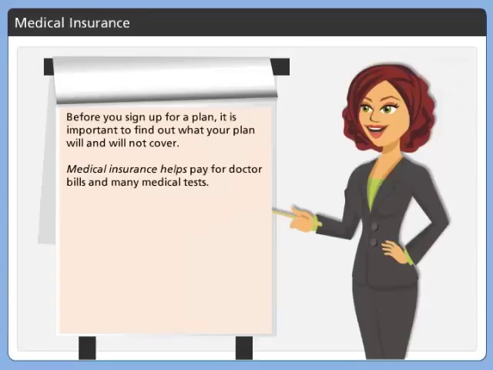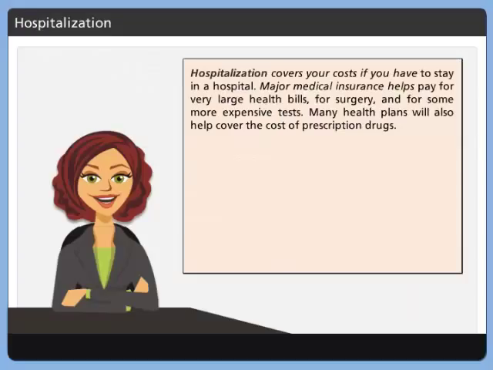Before you sign up for a plan, it is important to find out what your plan will and will not cover. Medical insurance helps pay for your doctor bills and many medical tests. Hospitalization. Hospitalization covers your costs if you have to stay in a hospital. Major medical insurance helps pay for your very large health bills, for surgery, and for expensive tests. Many health plans will also help cover the cost of prescription drugs.